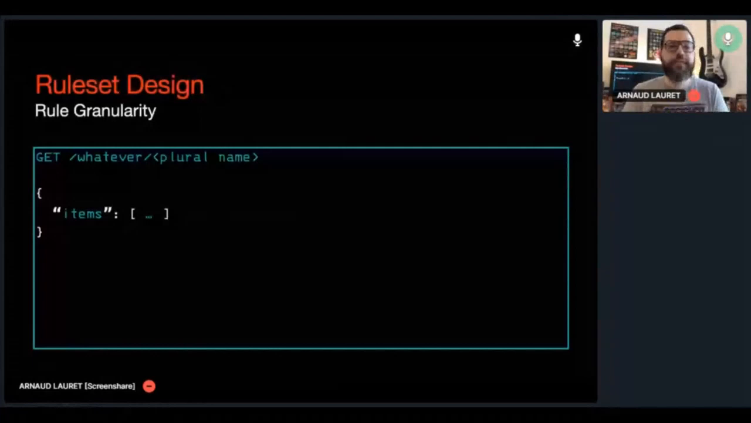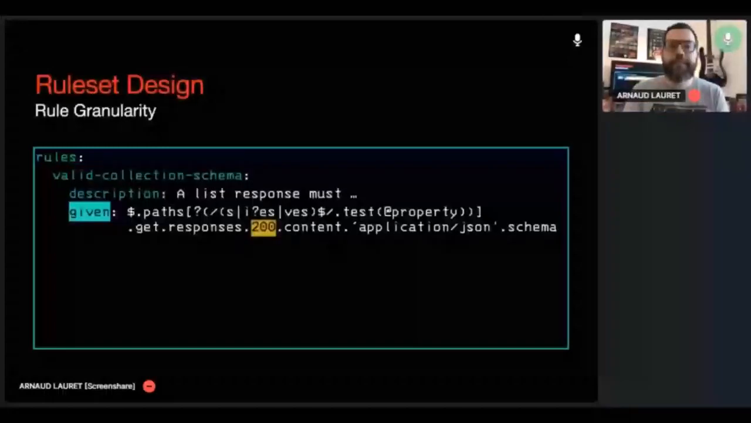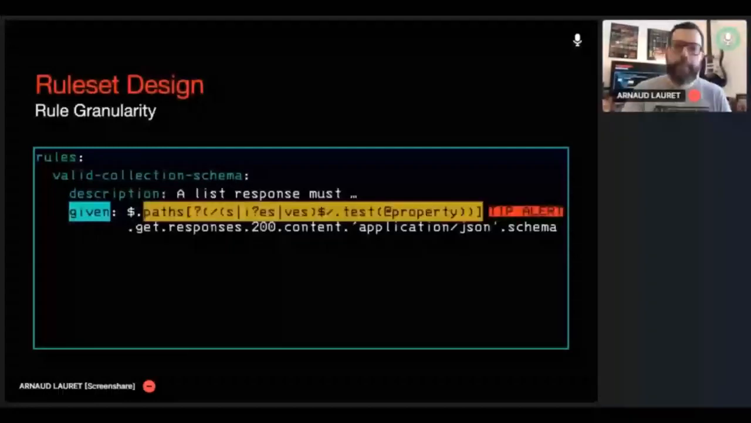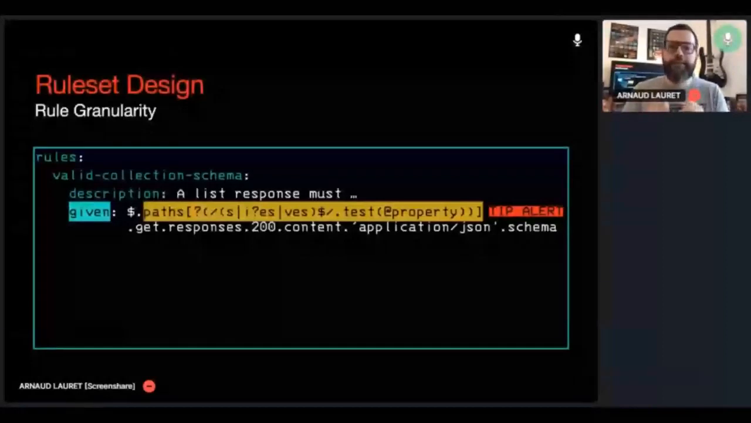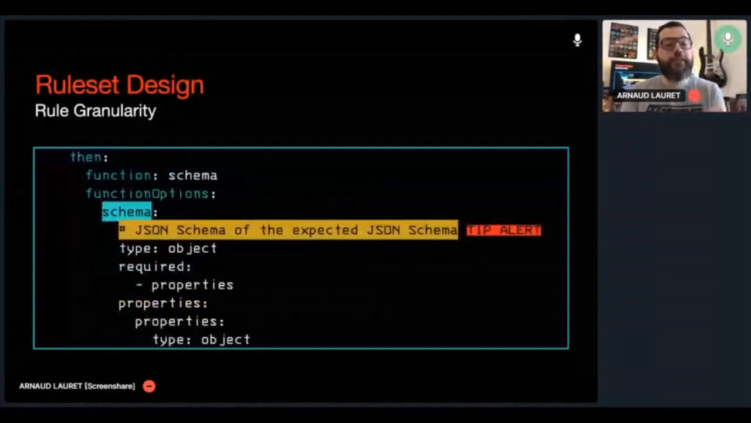And when the response is a list, the returned object may contain some information about pagination, like the current page and the total number of pages. To check all that with Spectral, we could create a single rule named valid collection schema, telling that a list response must conform to our guidelines, with a very long but explicit description of what is expected. This rule would target schema in 200 responses of GET operations on paths ending by a plural noun, thanks to some magic regex filter. And eventually, in the then clause, we could use the schema function that checks a data structure conforms to a given JSON schema. And so we provide this function the expected JSON schema of the response. I wish I could have hours to explain that, but it's really important.